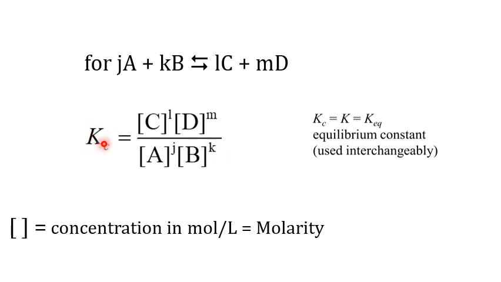This Kc, you don't have to write Kc all the time. That is the same as simply writing K or Keq. So all are the same, and normally we will just write K. That means it is representing the concentration of the reactants and products at equilibrium. So we will normally write just K, but Kc is the same as K, which is the same as Keq. And this bracket again, that's the concentration, and the unit we use for the concentration is moles per liter, which is nothing but molarity.